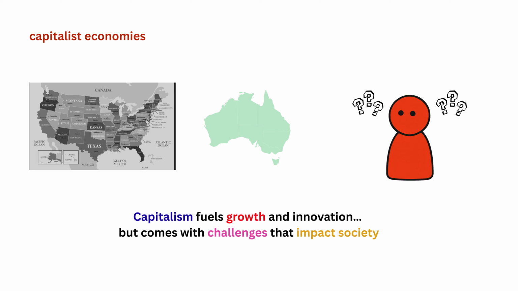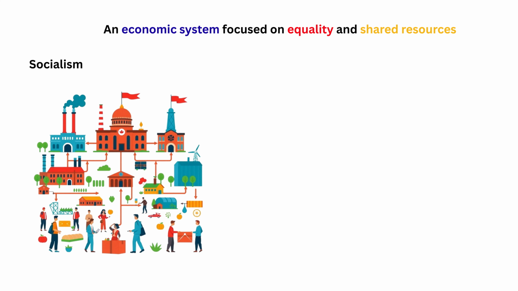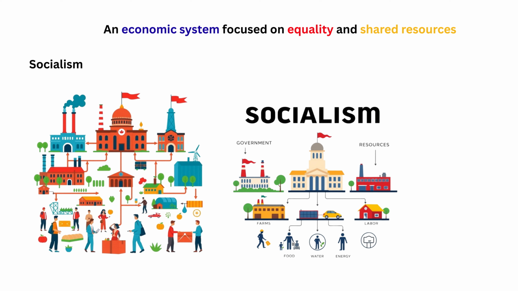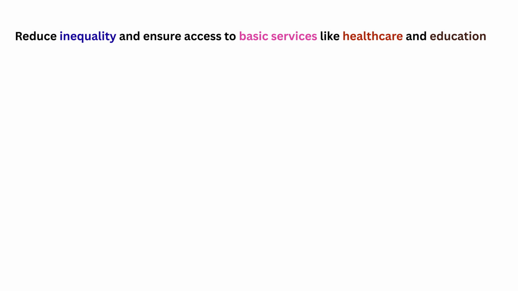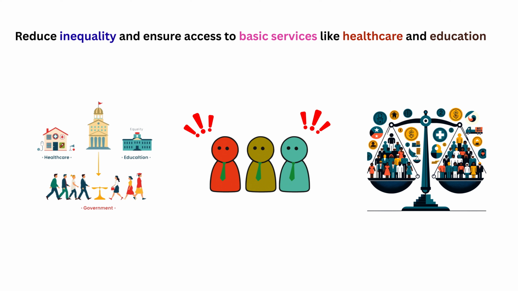Examples of capitalist economies include the United States, Australia, and much of Western Europe. Socialism. In socialist economies, the government owns or regulates the production and distribution of goods and services. The aim is to reduce inequality and ensure that everyone has access to basic services such as healthcare and education. In theory, socialism seeks to distribute wealth more evenly across society. Countries like Cuba and North Korea have adopted forms of socialism.